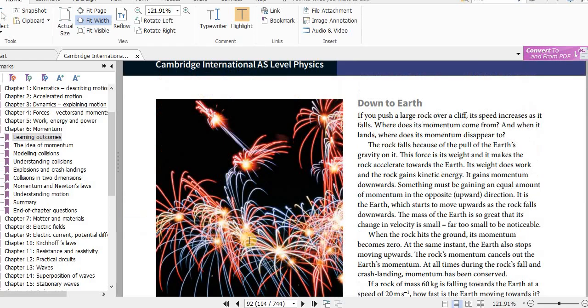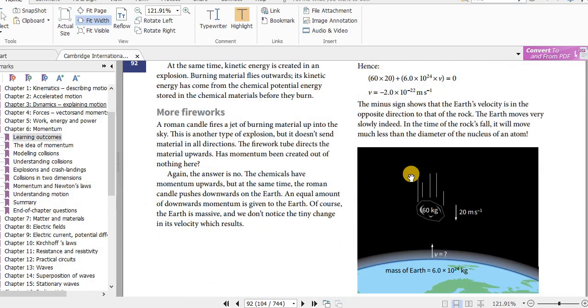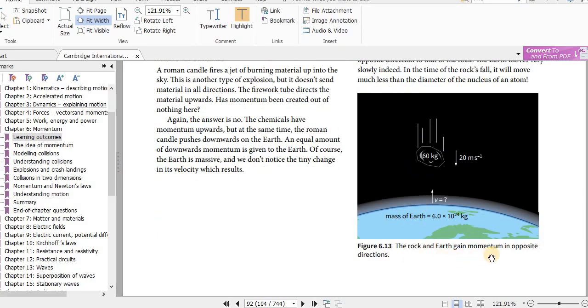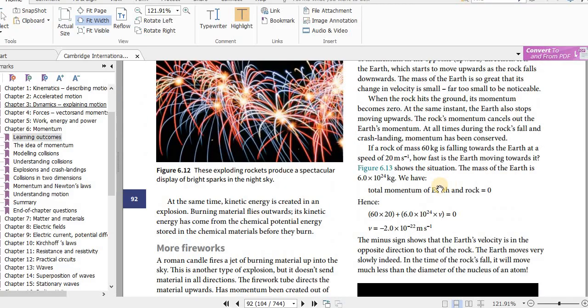Okay, so how can we apply this? Now again, here is another question. The rock and the earth gain momentum in opposite directions. So if the rock comes in, the earth is also supposed to go that way, right? But why doesn't it? I mean, it moves, but why is it such a small value? Because, you will see in the calculation.